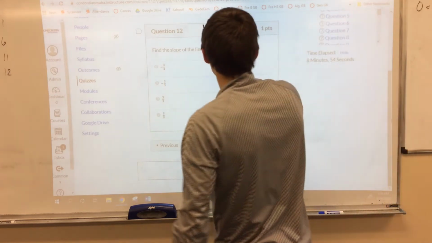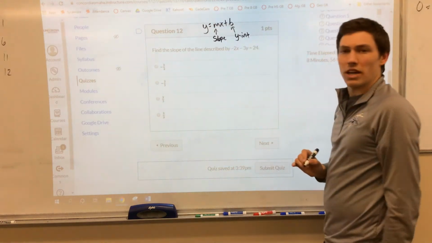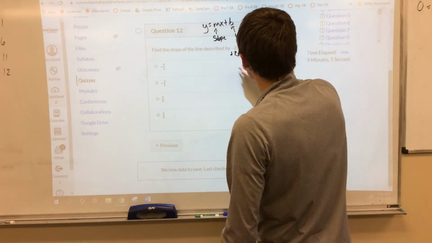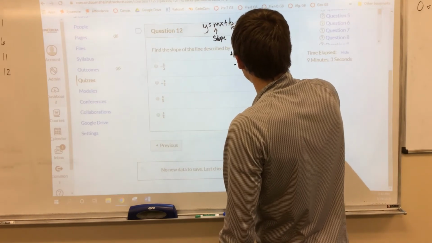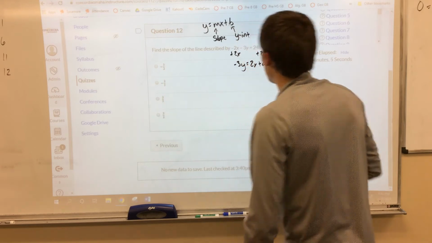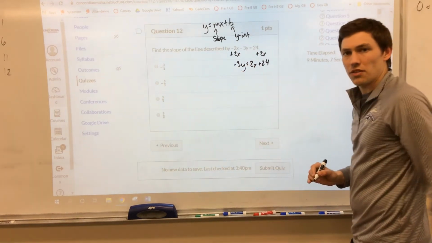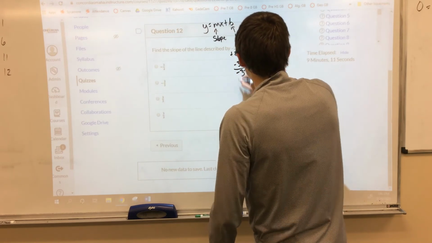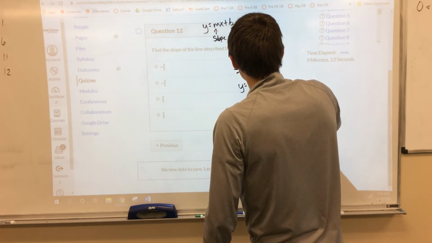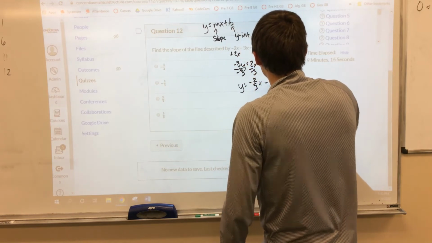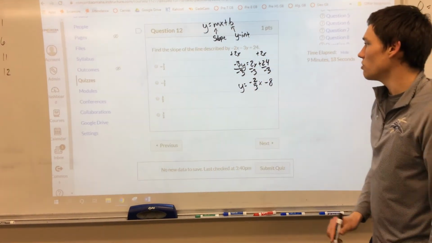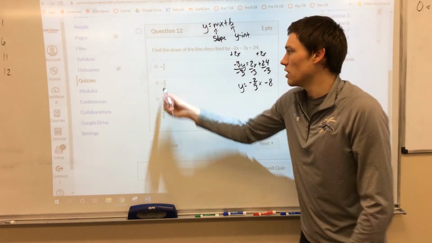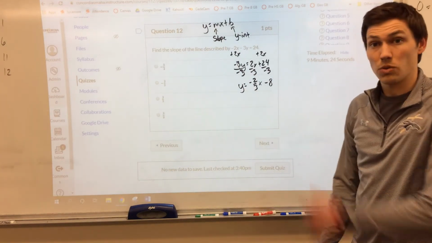So, how do I get y by itself? Well, if it's negative 2x, I got to add 2x to both sides. So I get negative 3y equals 2x plus 24. Y is being multiplied by negative 3, so I got to divide by negative 3. Y equals negative 2/3 x minus 8. My slope is m, which is what's in front of x, so it's negative 2/3. That's one way of doing it.